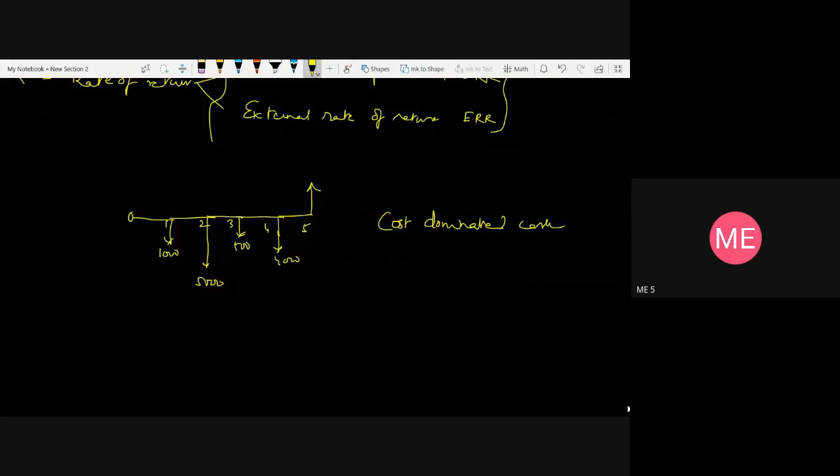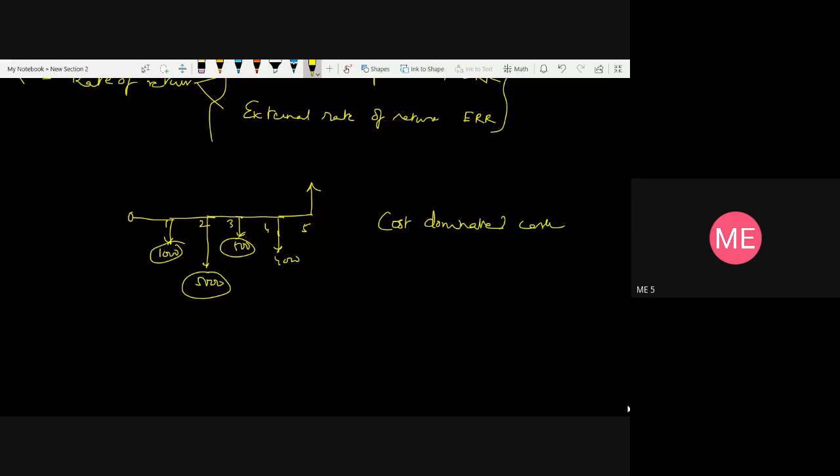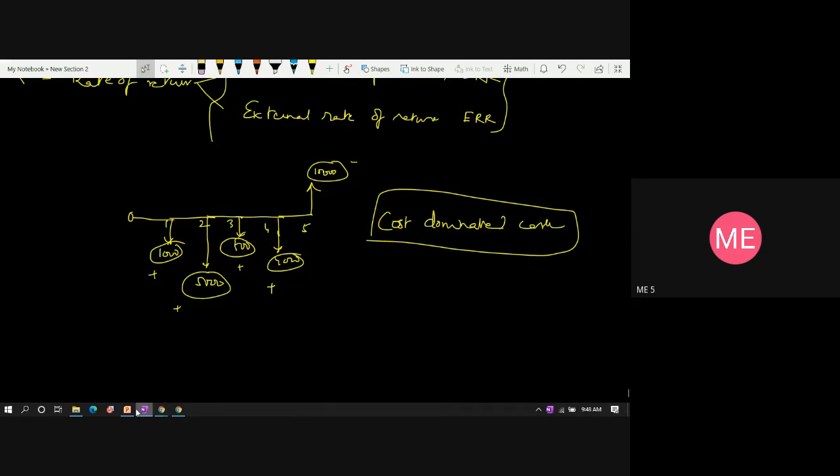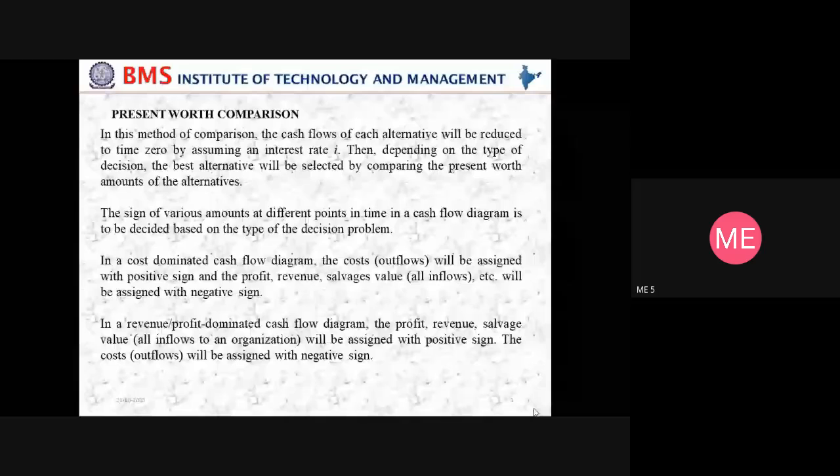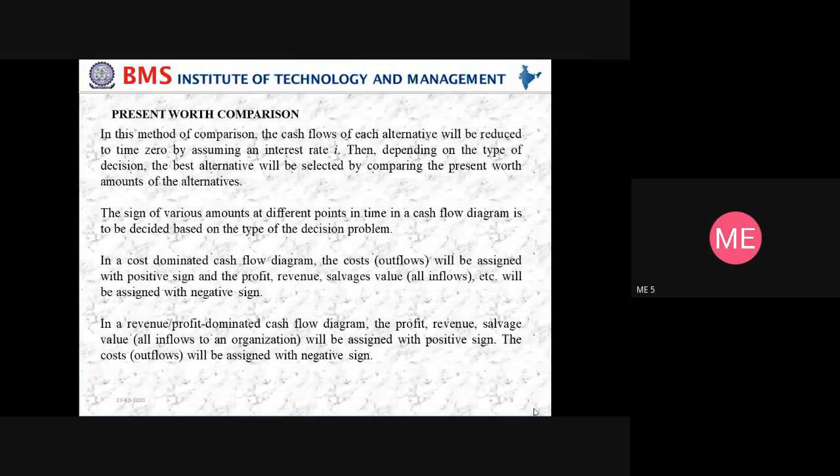In this cost dominated cash flow diagram, this is called cost because it is a cash outflow, and this is called revenue, say for example 10,000, because it is a cash inflow. While doing the calculation, we have to take the cash outflows as positive and the cash inflow as negative, because this is a cost dominated cash flow diagram. That is what the fourth point talks about. In the third point, for the cost dominated cash flow diagram, the costs, that is the cash outflows, are all assigned the positive sign, and the profit, revenue or salvage value, which are cash inflows, will be assigned the negative sign.